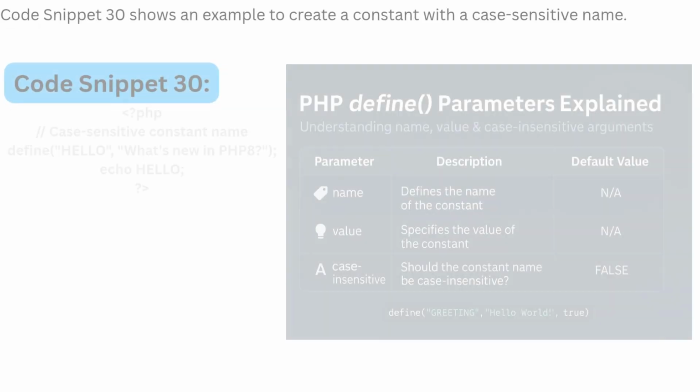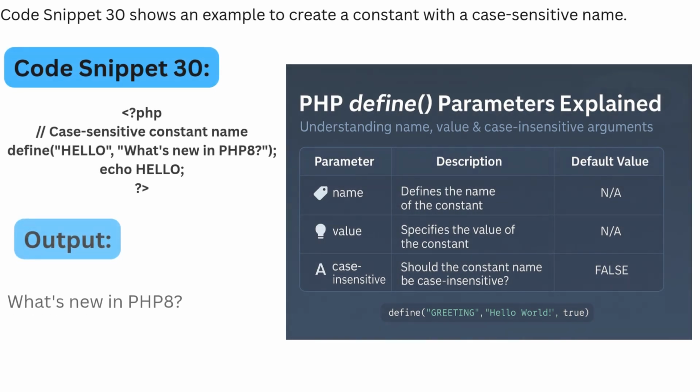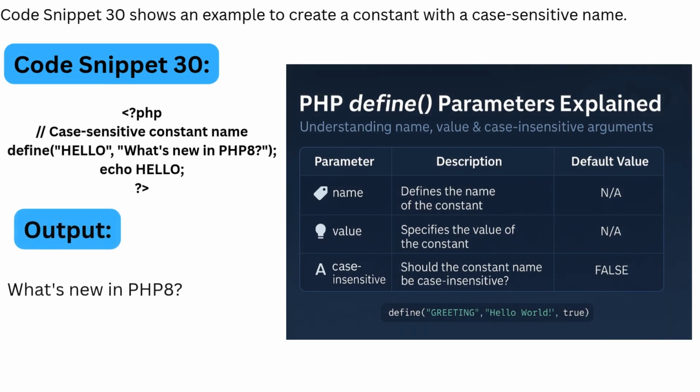Now let's look at an example that demonstrates how a case-sensitive constant works in PHP using the define function. In the image, Code Snippet 30 shows a very clear and simple example. The code starts with the PHP opening tag, and inside it, a constant is defined using the define function. The syntax is written as define('HELLO', 'What's new in PHP 8?'); echo HELLO; Let's break this code down step by step in a smooth and easy way.